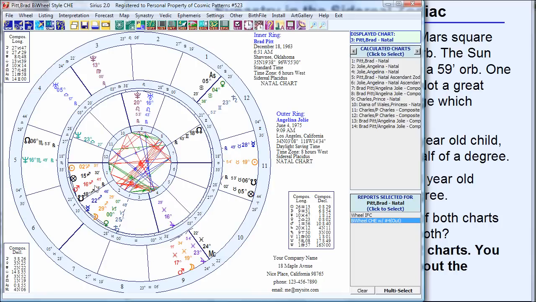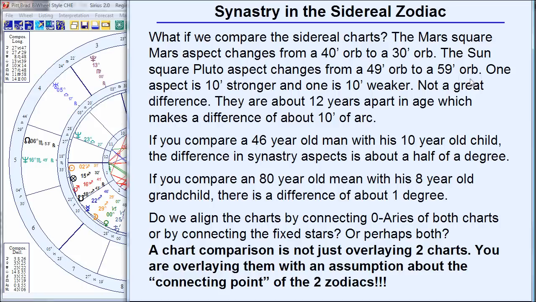Now, Brad's Mars is 16 Sag 41 in the sidereal zodiac. This is Lahiri Ayanamsha. And Angelina's Mars is 17 Pisces 11. That is a 30-minute orb. So I've summarized it here on this slide. The aspects are there, but the orbs have changed by 10 minutes.